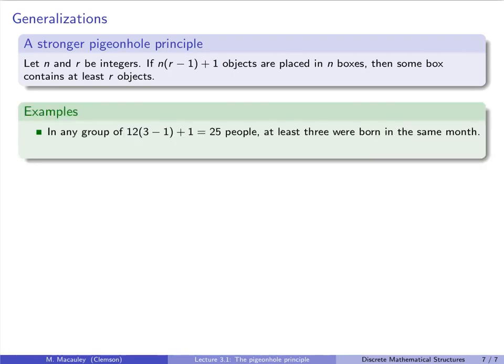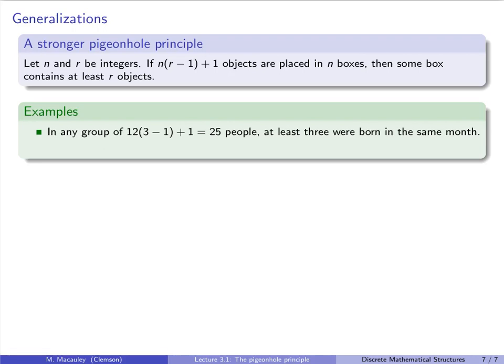If you didn't wrap your head around the statement above, namely this n times (r minus 1) plus 1, that's fine. I think it will be clear with this example. In any group of 25 people, at least 3 of them were born in the same month. That makes sense because the worst case scenario in some sense is that the first 24 were all born in 2 per month, and then the last one has to match up with some month that's going to have at least 3 people born in it.